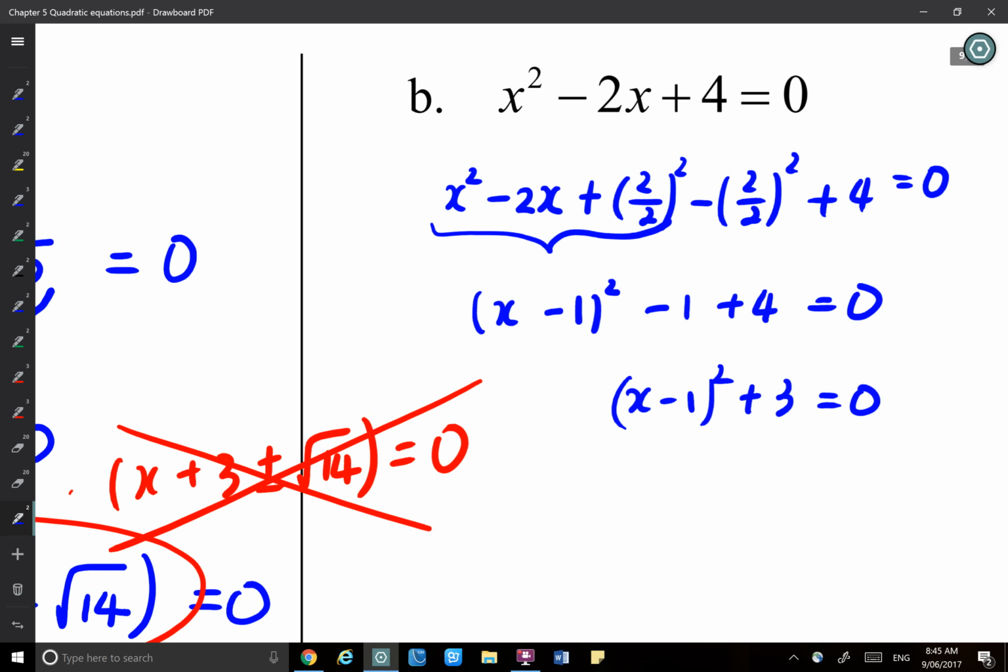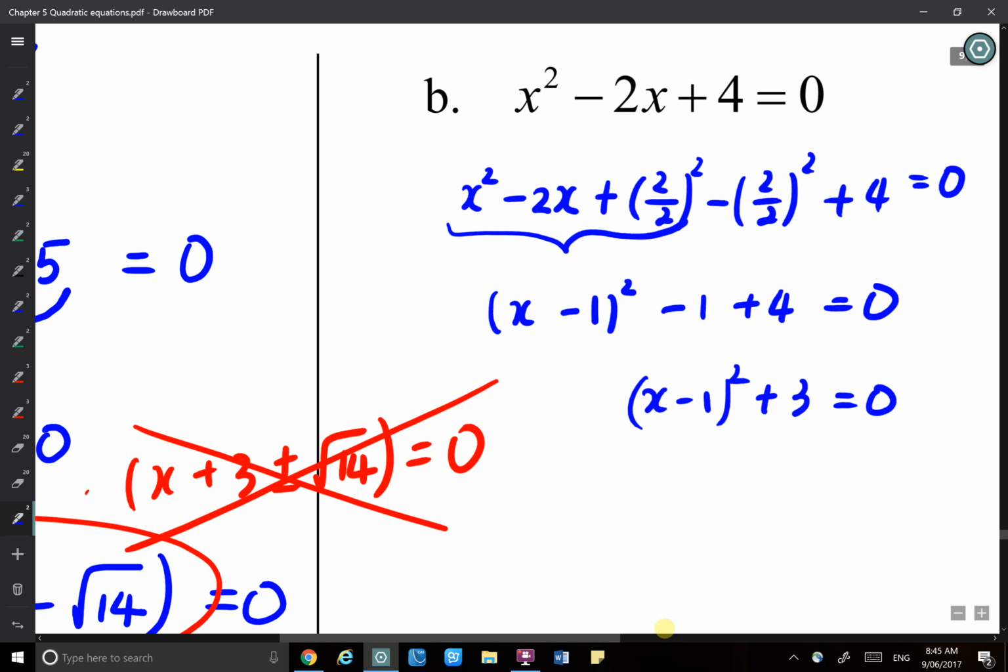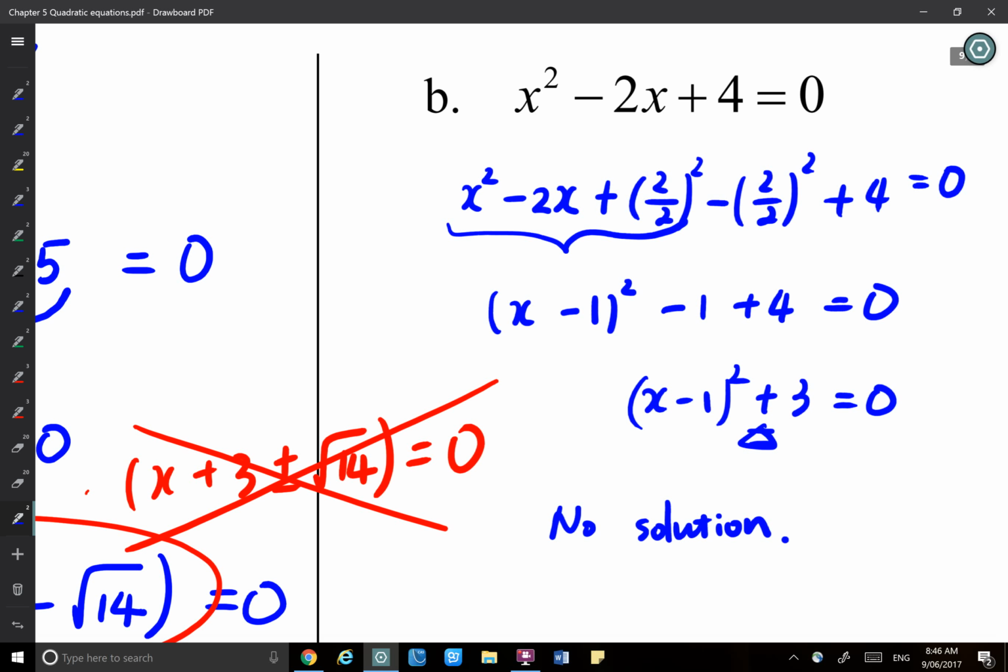Can I keep going? No. I can't factorize because there's a plus sign here. So no solution for this one. I have two solutions for the previous one, and I have no solution for this one.